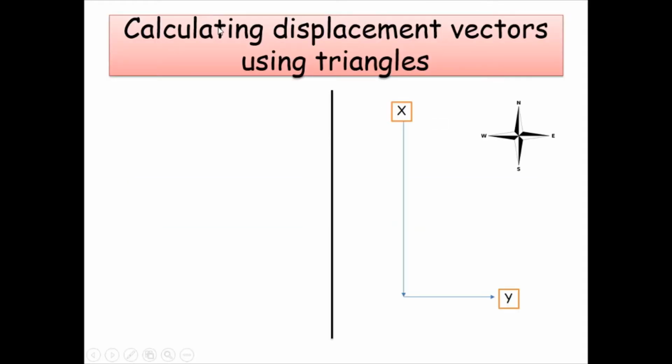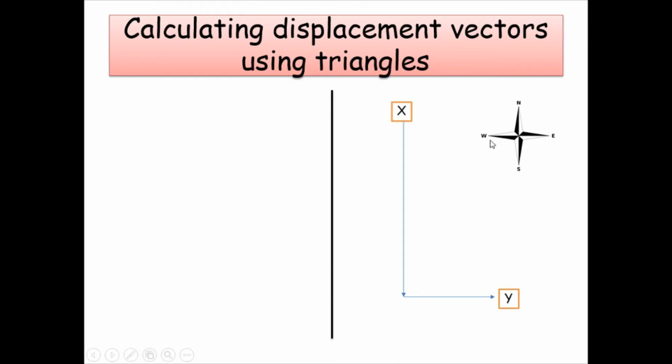Right, we need to look at calculating displacement vectors. The easiest way to do this is by using triangles and Pythagoras Theorem from maths. Now I've put the compass directions on the side here. We will need these because displacement vectors always have a direction associated with them. So first thing, you need to learn the directions on the compass. So it goes north, east, south, west. People sometimes create mnemonics for this, so never ever support wolves or never eat shredded wheat, things like that, to help you remember this.